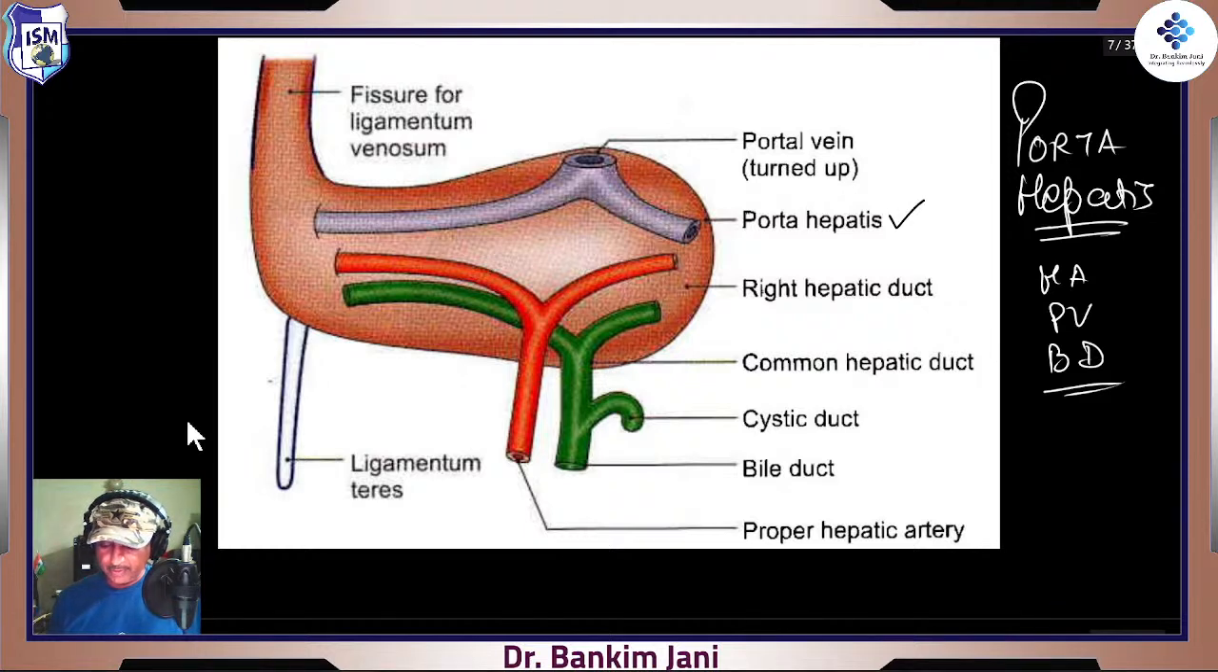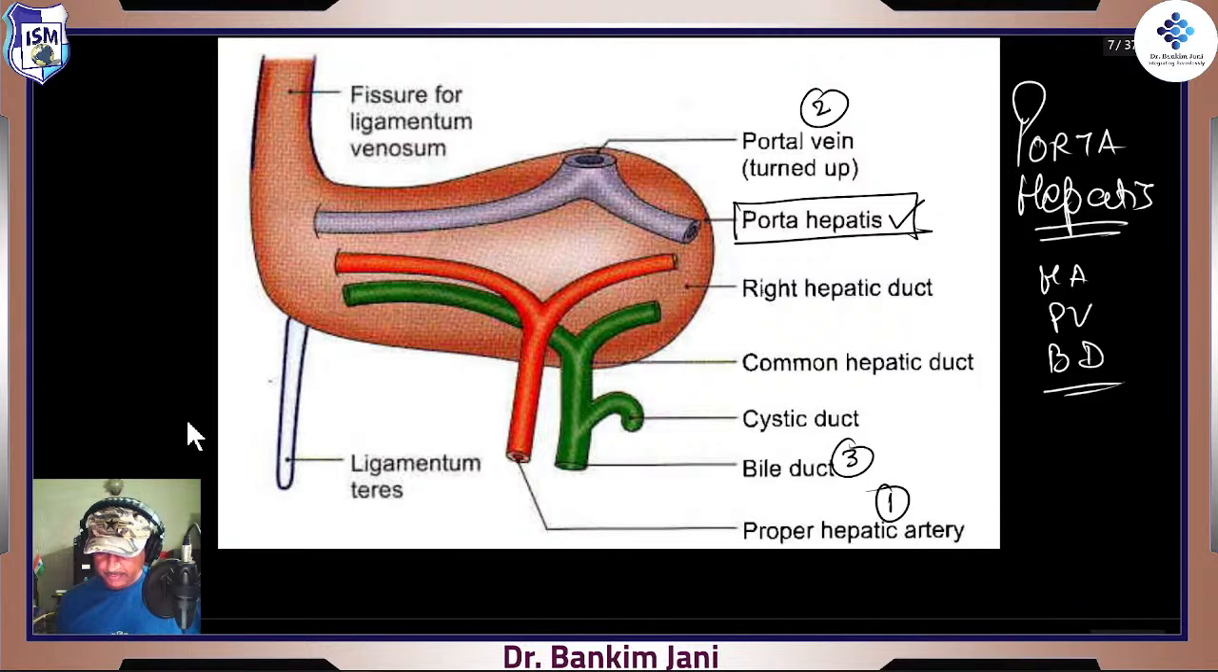So porta hepatis, that is that area which comprises the hepatic artery, here it is, right? So hepatic artery, portal vein, and bile duct. This is a bit important. Turned up means, in order to see that porta hepatis, these three structures are together, and that is what is called porta hepatis.